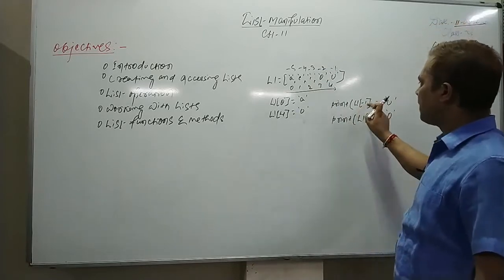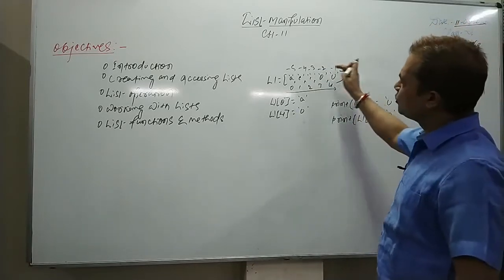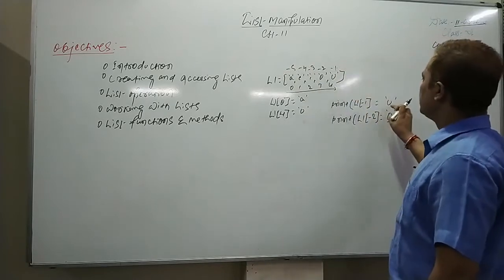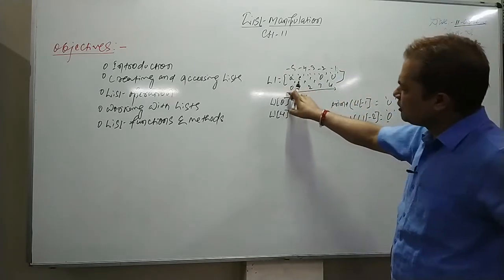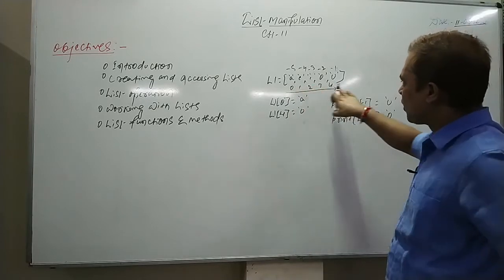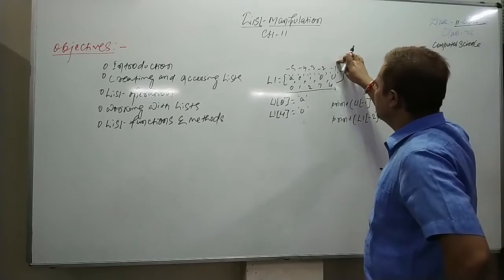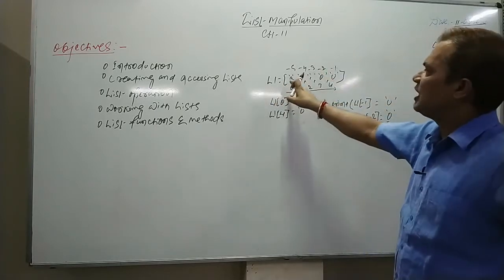Here, in the case of -1, it counts from right to left, and -1 gives a U. That's why you get the U. Positive means 0, 1, 2, 3, 4, the left to right index, and the last element is always at -1, and the first is at the negative of the length.